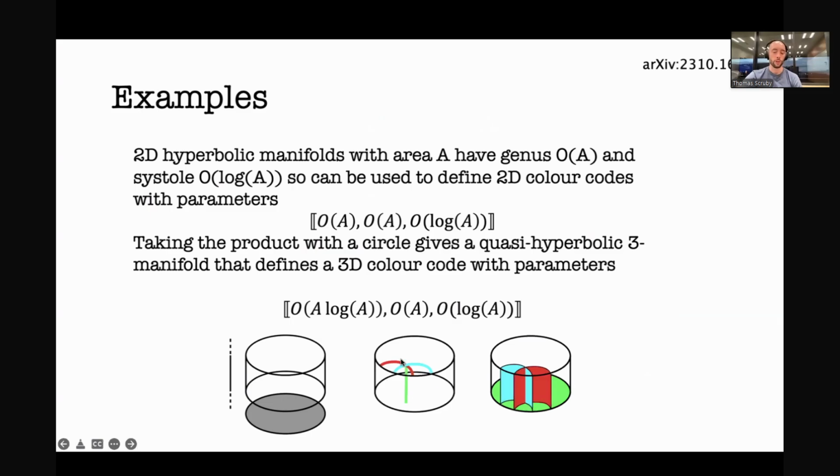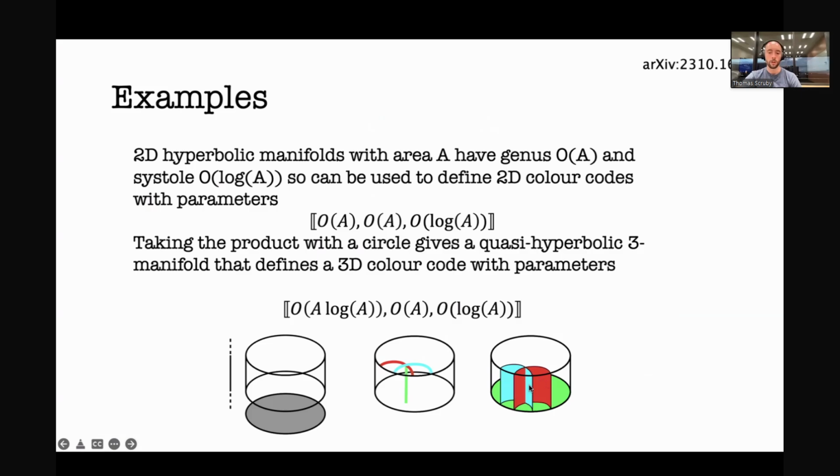So here's kind of what the logicals would look like on this manifold. I'm representing the ones that go around handles in the manifold as these curves on the top. And then the ones that come from the cycle are these vertical ones. And the membranes that anti-commute with them are like here.